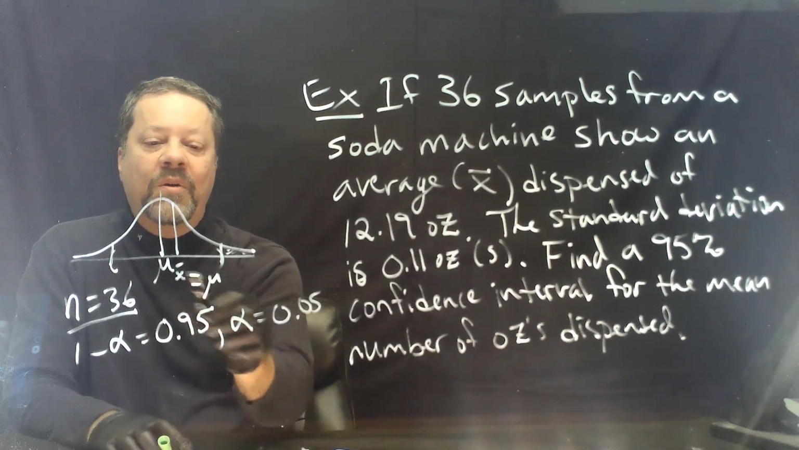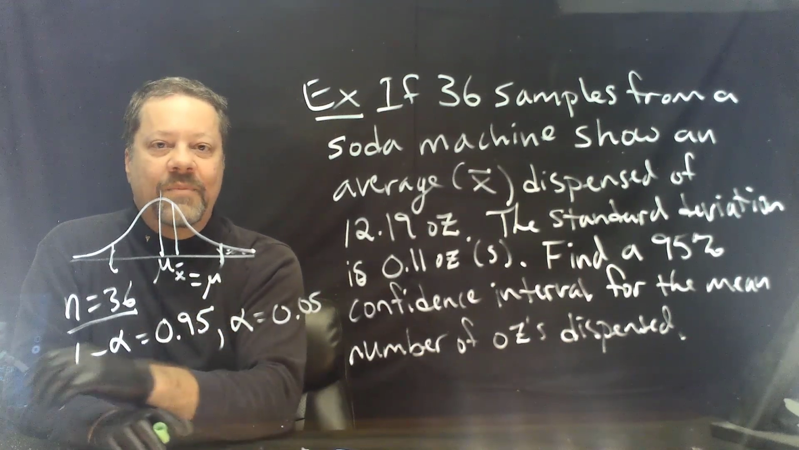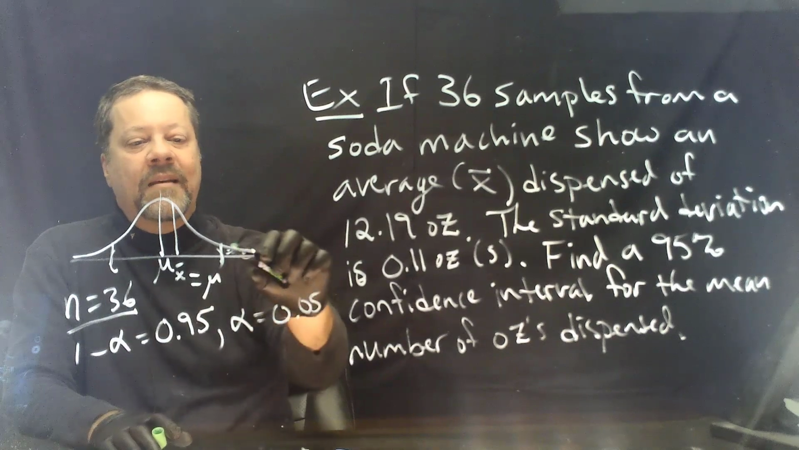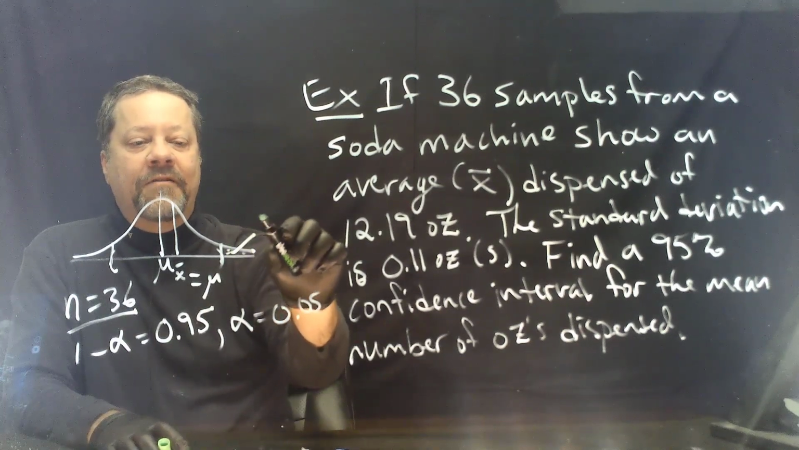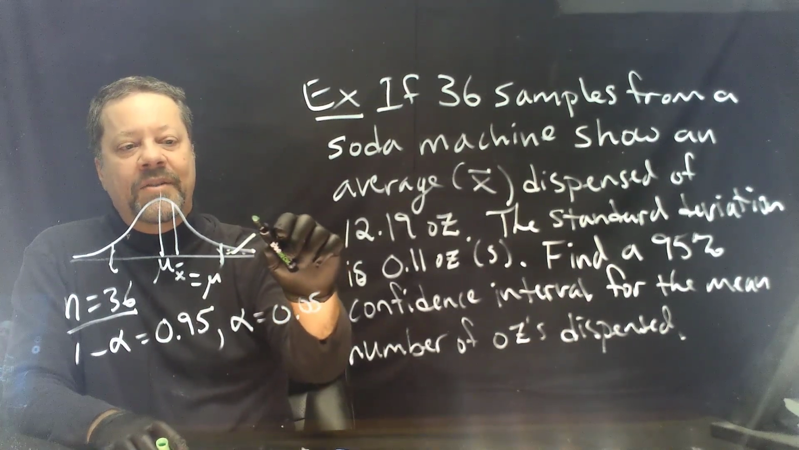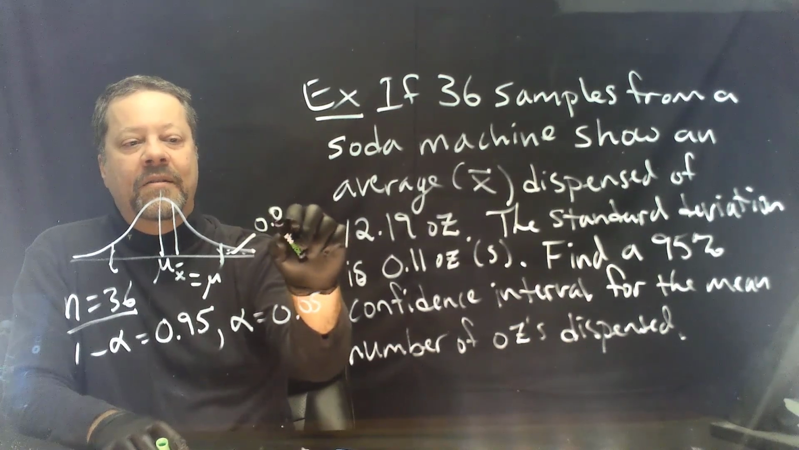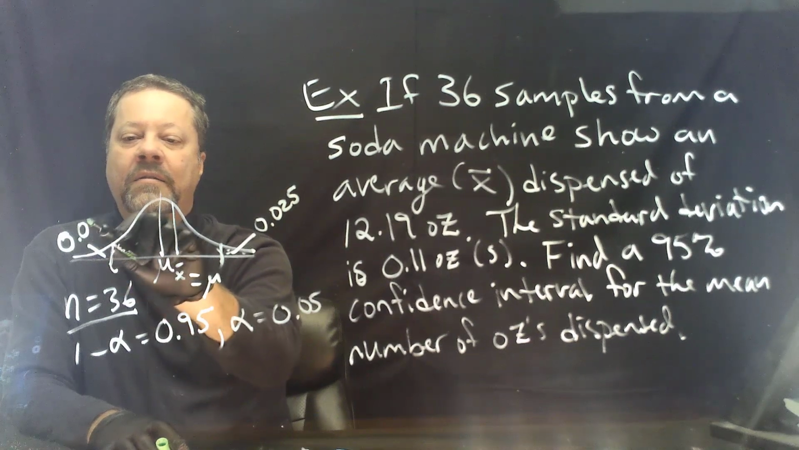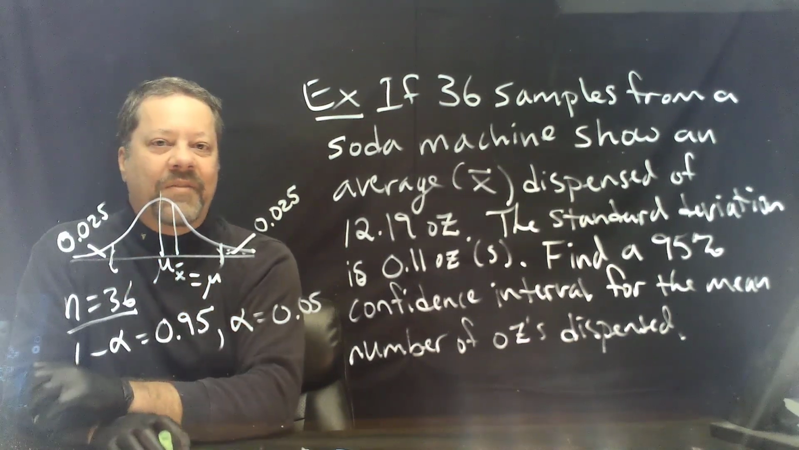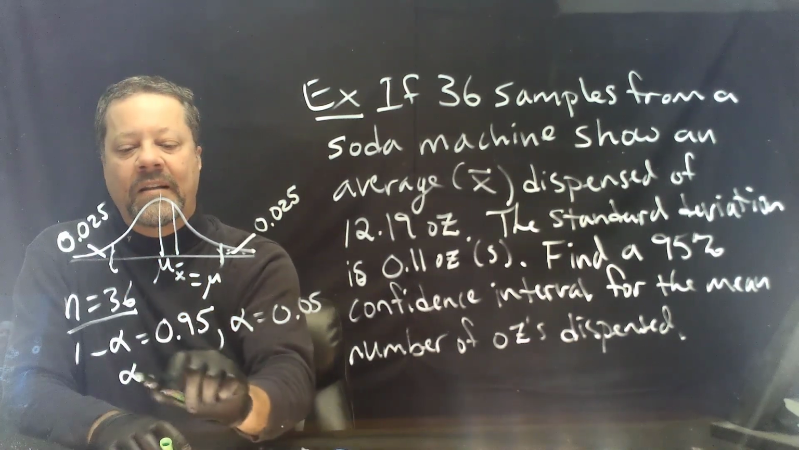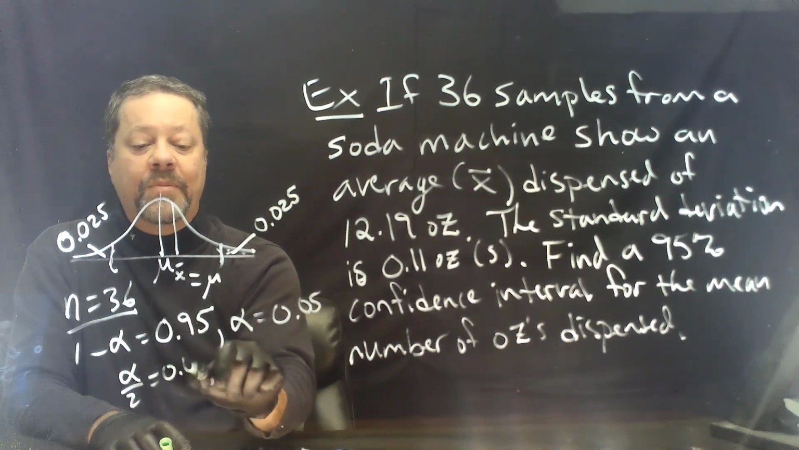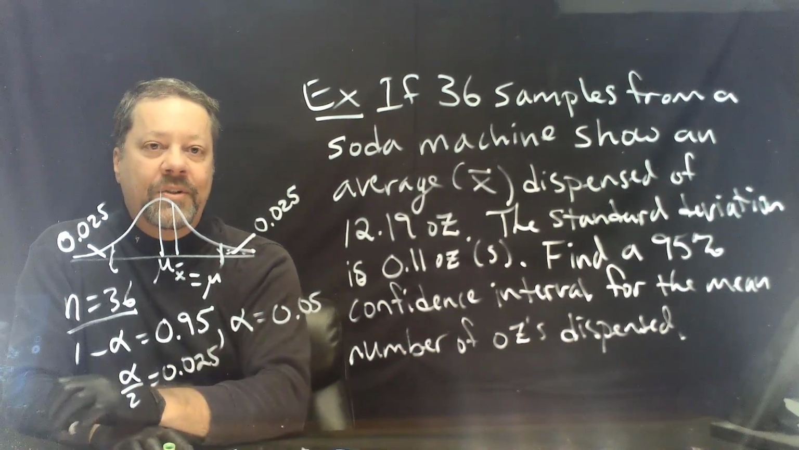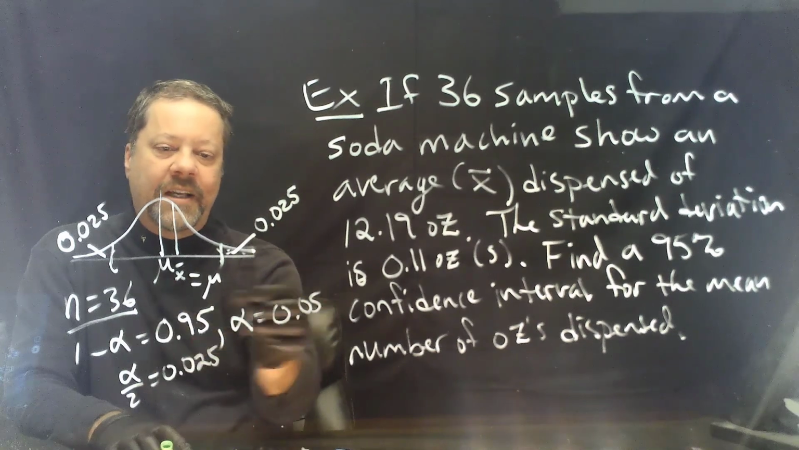We don't know where the middle of this distribution is. We just know that it does exist, and we're willing to tolerate 5% error, which means 2.5% on this tail and 2.5% on the other tail. Alpha divided by 2 is 0.025. 2.5%. We'll split the difference on each side.